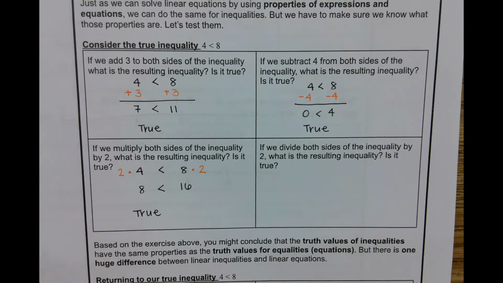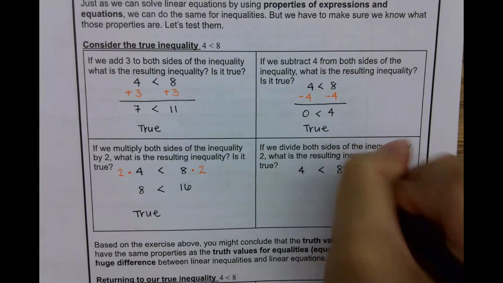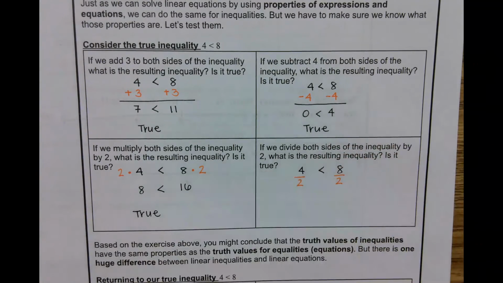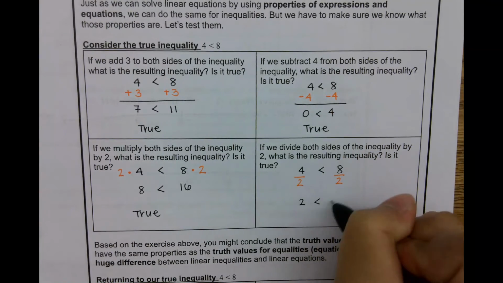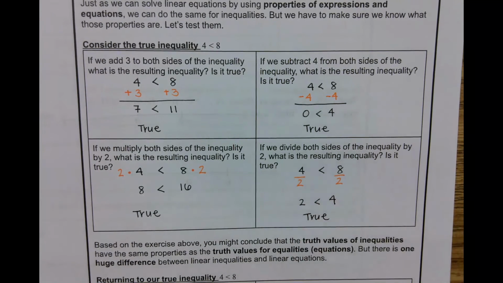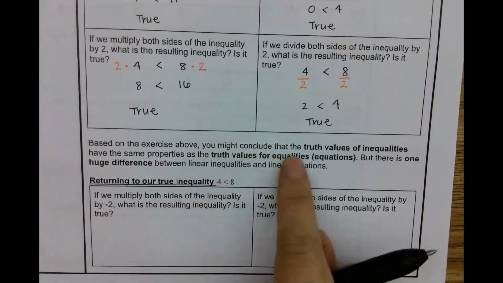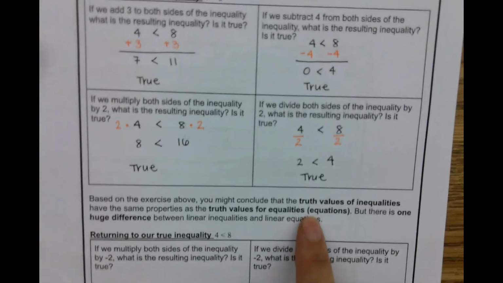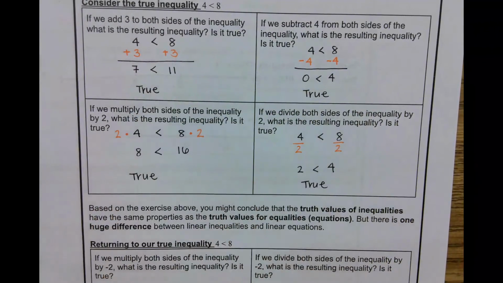What about if we divide? Starting again with 4 less than 8, this time we're going to divide by 2. Let's see if that's true. 4 divided by 2 is 2. 8 divided by 2 is 4. Is 2 less than 4? Yes, it is. So based on what we did above, we might conclude that the truth values of inequalities are the same as those of equations, that as long as we do it to both sides, the inequality still stays true.